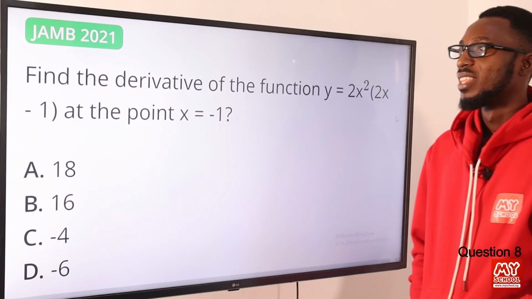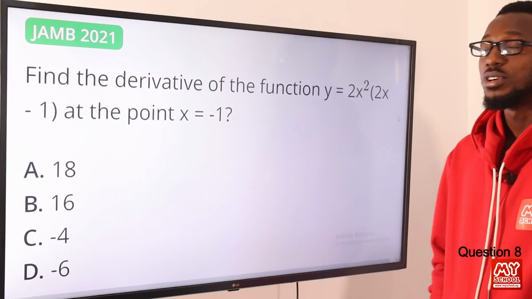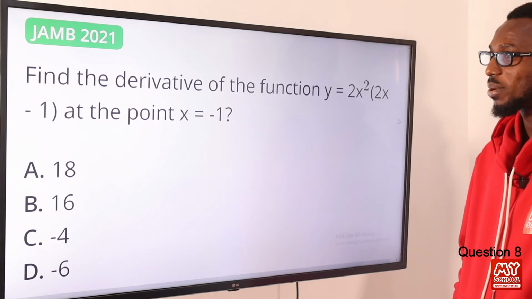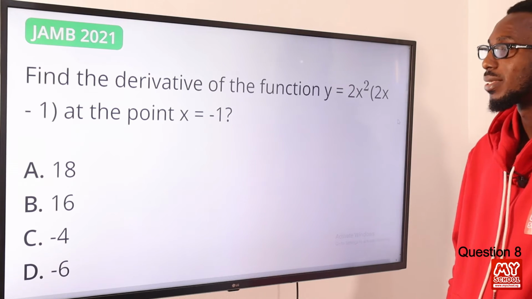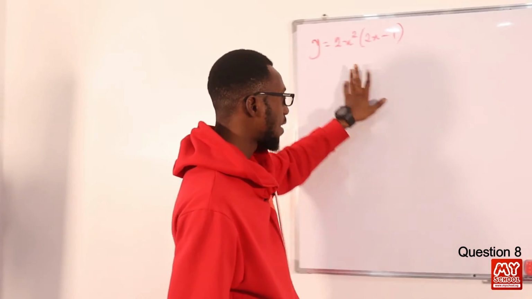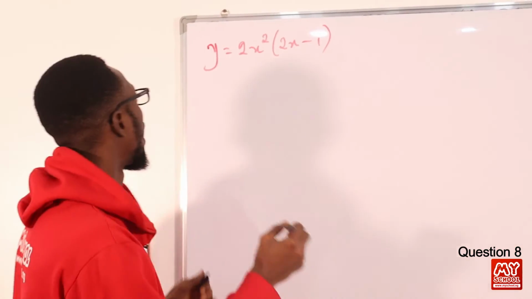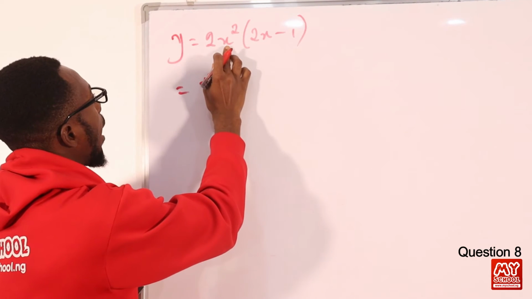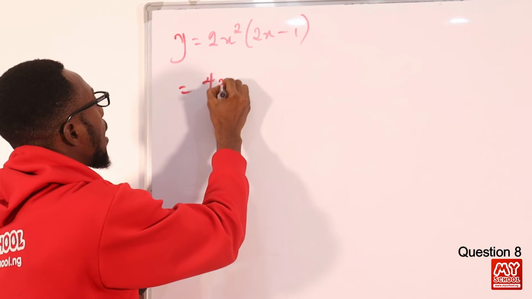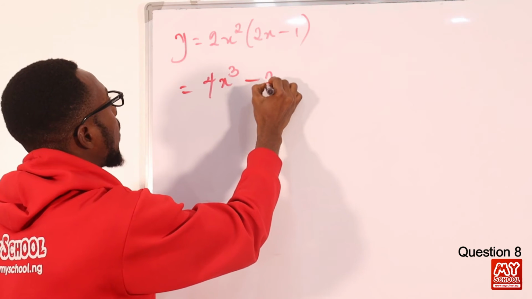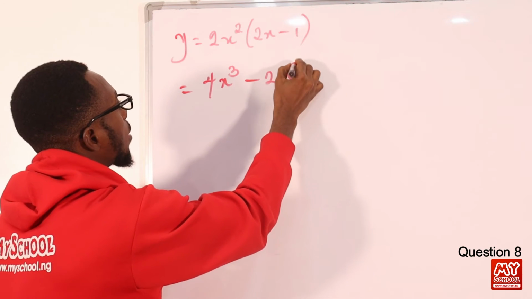8. Find the derivative of the function y equals 2x squared, open parentheses, 2x minus 1, close parentheses, at the point x equals minus 1. Derivative. All right, so at first, let's expand this. So I should have 2 times 2, that is 4, x squared times x, that is x cubed. 2 times minus 1, I have minus 2, then I have x squared.